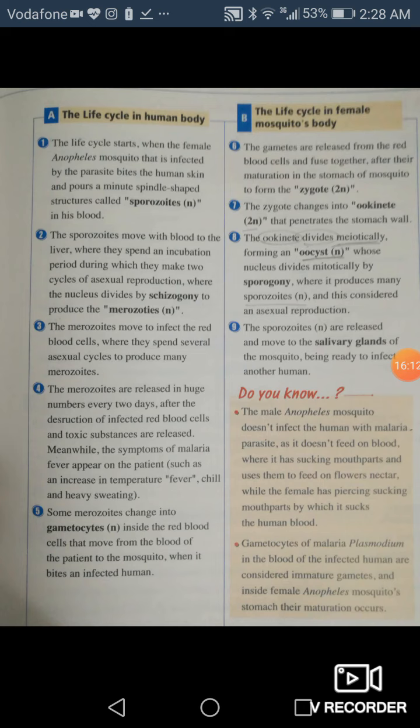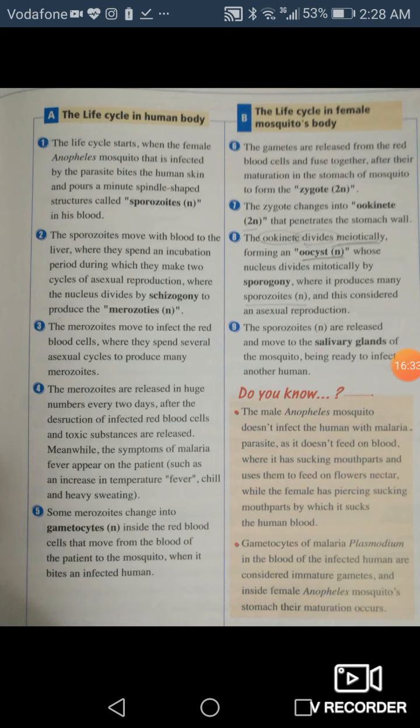So we have here a sexual reproduction by schizogony inside the liver, and a sexual reproduction by schizogony inside the red blood cells, and an asexual reproduction by sporogony inside the stomach of the other Anopheles mosquito.